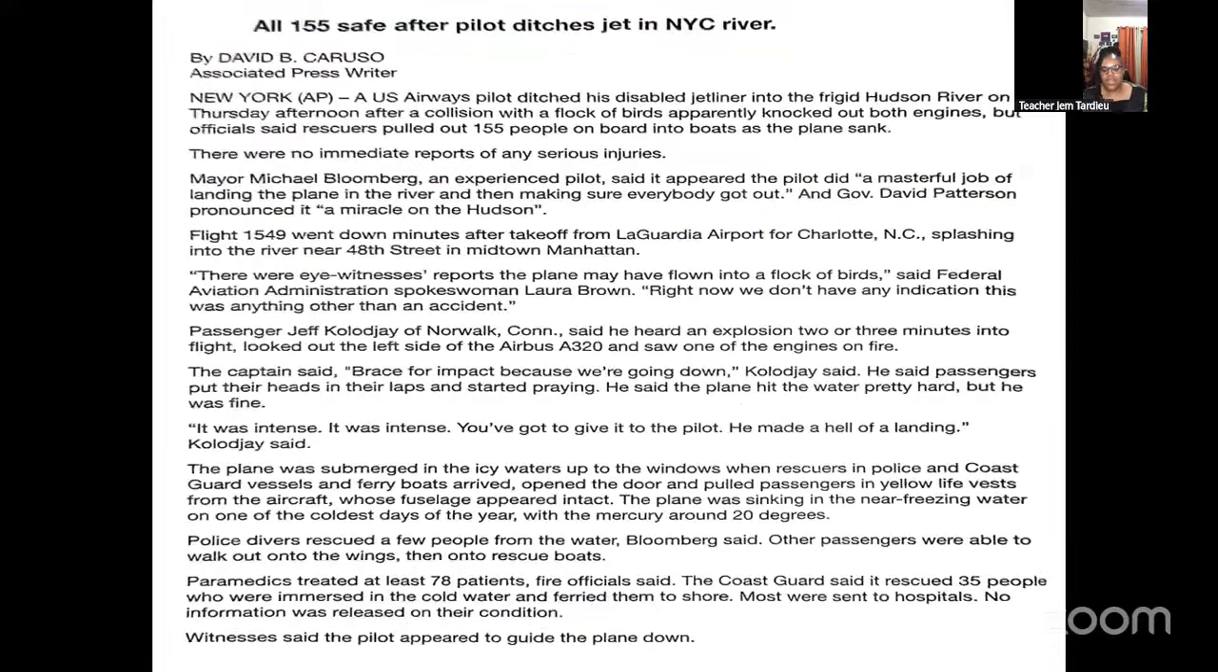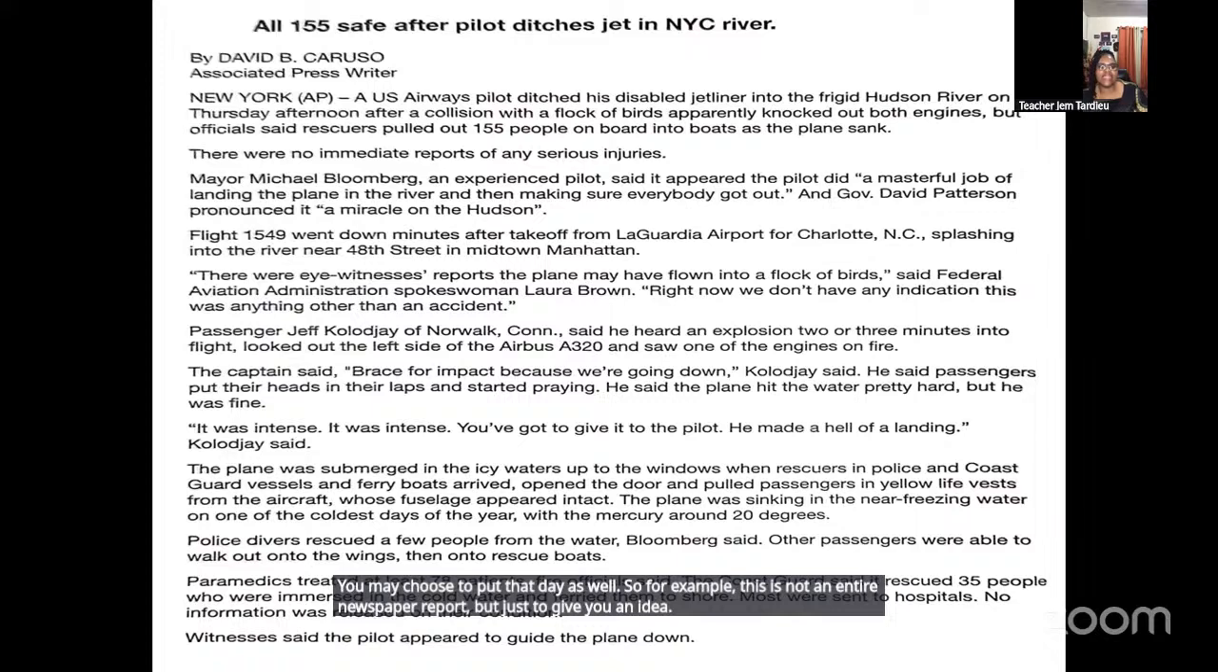So for example, this is not an entire newspaper report, but just to give you an idea. My purpose tonight is really for you to visualize what my writing should look like. Not only knowing the format, but what should it look like? That is my true purpose for the presentation tonight. So you have the heading, as you notice, "All 155 safe after pilot ditches jet in NYC river." We have a heading, we have a byline. It's by David B. Caruso, who is the Associated Press writer. That's why I said you may have a designation or a title held after your name.